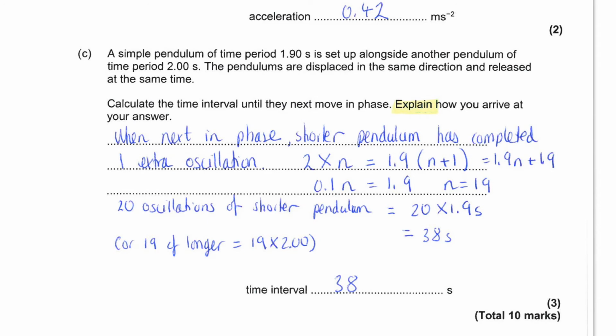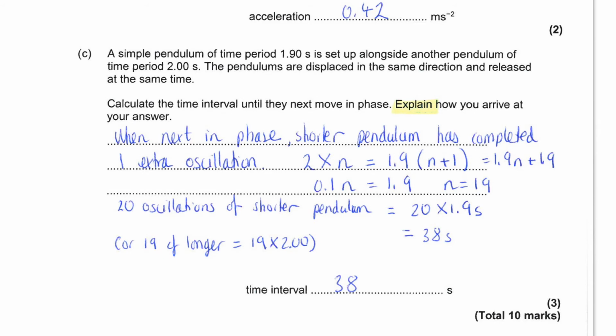So notice the technique used here. This question could well come up with different values, so it's the technique that is important. So consider when the pendulums are next in phase. This would imply that the shorter pendulum, that's the one with the shorter time period as well, would have completed 1 extra oscillation. This would bring the 2 pendulums back in phase once again.